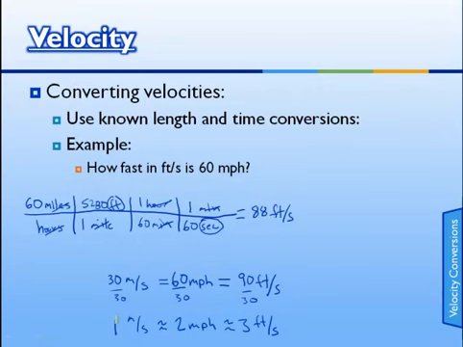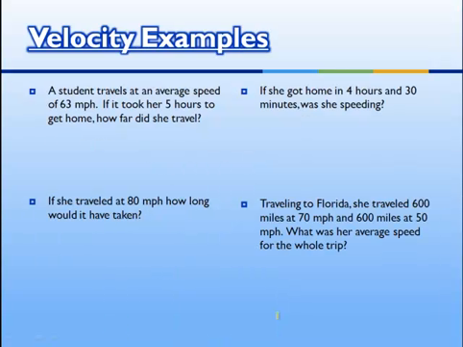Since most of the time we'll be given things in meters per second, it's useful to know that doubling that gives us the more familiar miles per hour. Now let's look at some example problems involving average velocity.